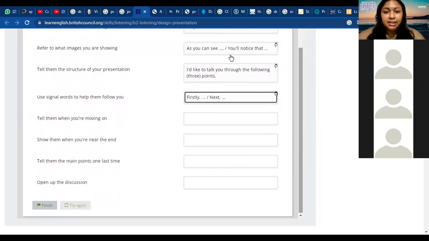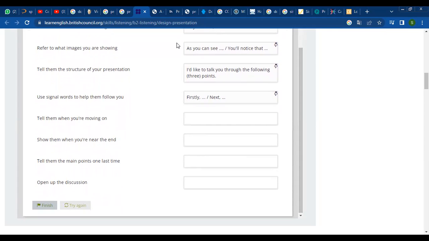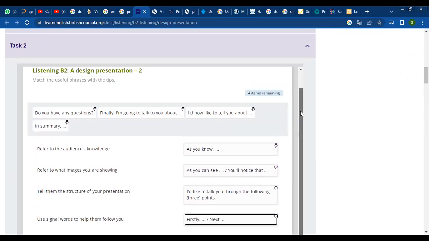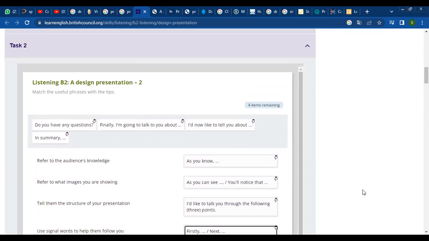Let me drag this. Let me scroll it down. Okay. So Yeah, we cannot see the option. Yeah, there. So we're going to tell them that we're moving on, that we're going to continue.